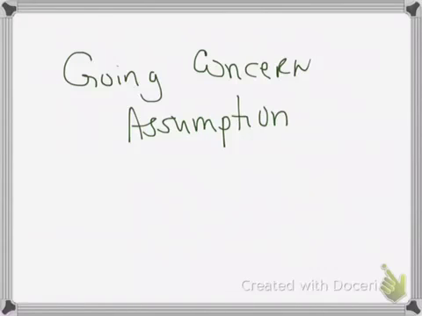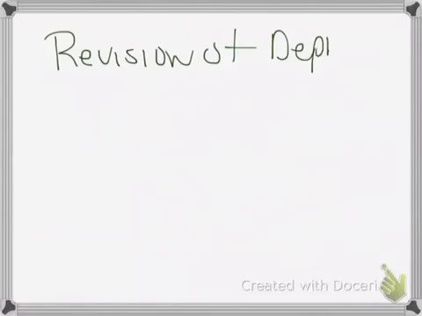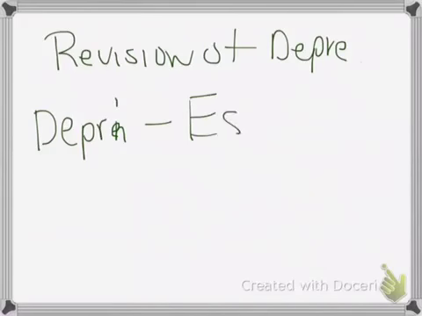Some of the other things that we see, I just want to hit on, that revision of depreciation. Whenever we start out, I want you to remember that depreciation is simply an estimate, all right? So we don't really know what's going to happen. We don't know how long it's going to last us. We don't know how much it's going to be worth at the end of the time. The only thing we know for sure is the cost. Everything else we do is an estimate.